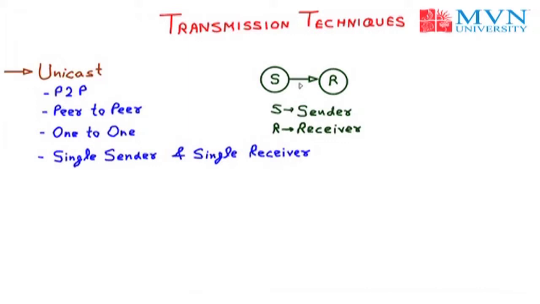That means we have one sender and one receiver. Sender is sending the data to receiver. Sender is sending and receiver is gathering that data. And that data is going only in the single direction. The unidirection is only possible. We can't send the data in both the directions. This is technique called as the Unicast or peer-to-peer or one-to-one connection.